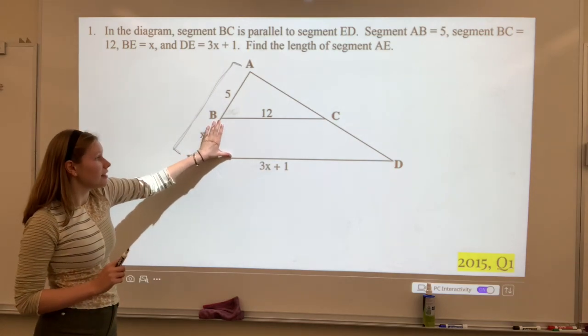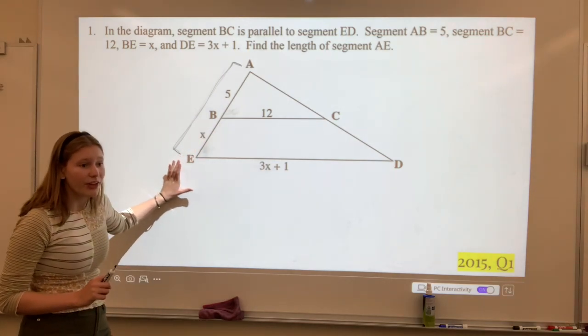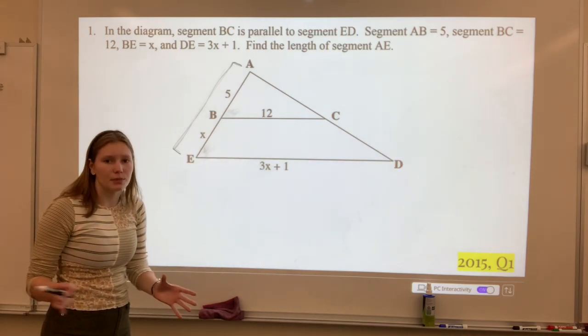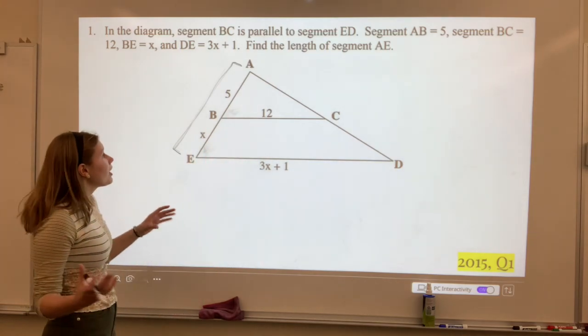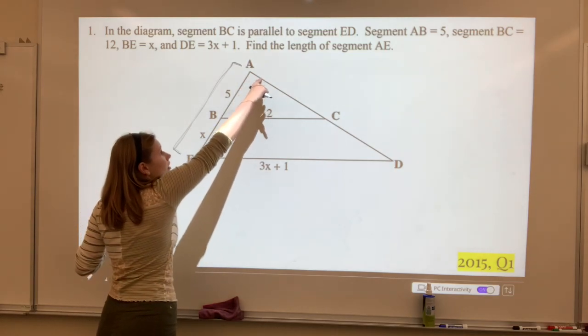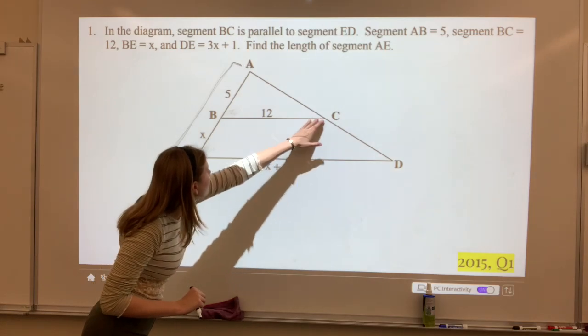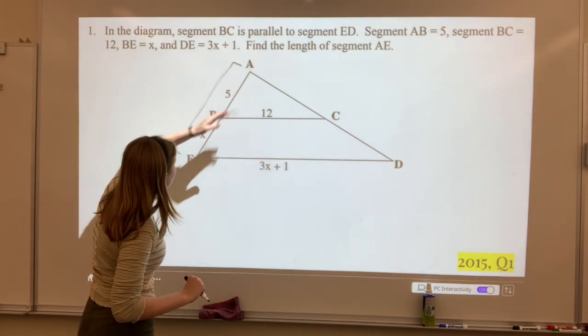Since BC is parallel to ED, we know that ABC and AED are going to be similar triangles. We know that because they share one angle, angle A, and also, since these lines are parallel, this AE is one continuous line.